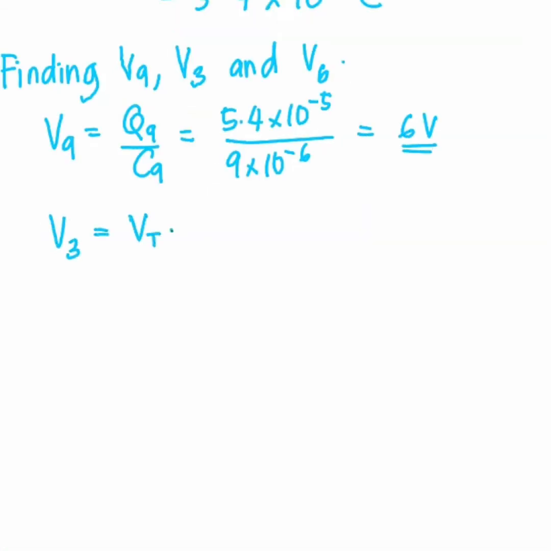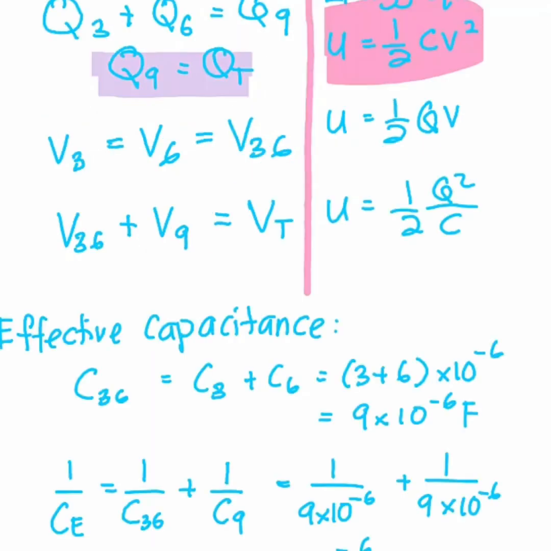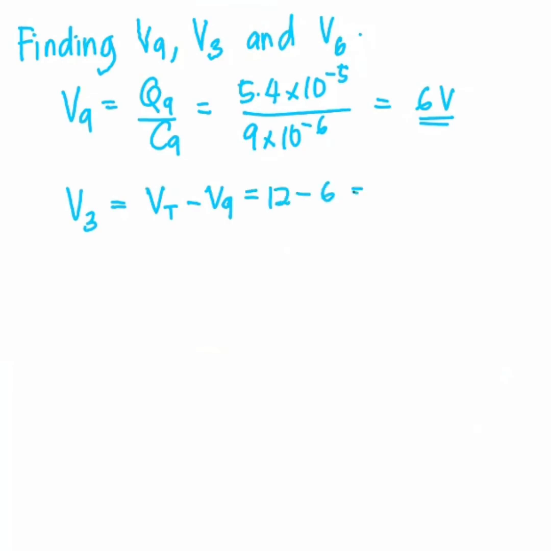Next, let's find V3. I get this equation from here. Substitute everything and your V3 is 6 volt. And our main objective is to find the energy for each capacitor.